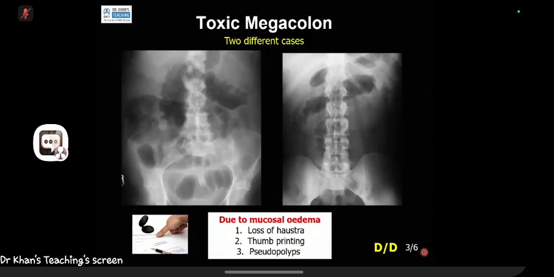Another two examples, again classical exam cases. Whenever you see a distended transverse colon, look at these features. Look at the outline, and you will agree that it is not crisp and sharp. Once you know it, you can see what we call thumbprints in between. Look at this one. Again, loss of haustra, you can see pseudopolyps, etc.